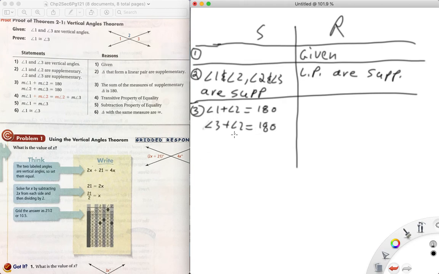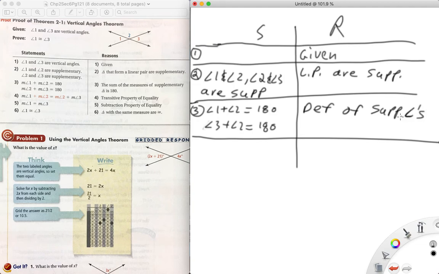The book says the sum of supplementary angles is 180. I don't like that reasoning. You're going to say definition of supplementary angles. The definition of supplementary angles says that if there are supplementary angles, then they add up to 180. Alright, first step, they're given. Second step, since they're linear pairs, they're supplementary. And if they're supplementary, they add up to 180. Notice that angle 1 plus angle 2 equals 180. Angle 3 plus angle 2 also equals 180.